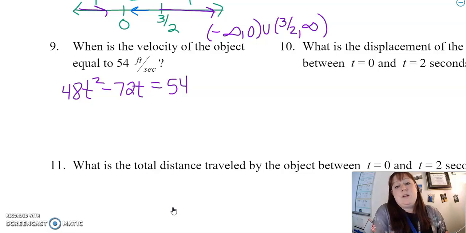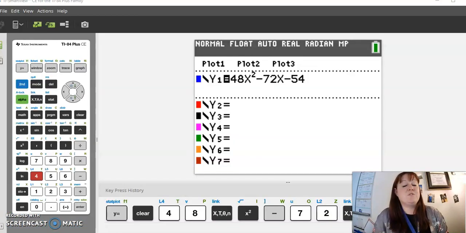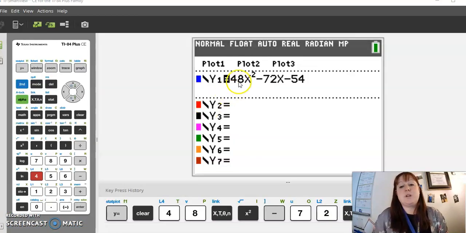Well, this one, if you really wanted to try to factor it, you could try, but it wouldn't work. So we're just going to use our calculator. Okay, so pull up our calculator here. You could do one of two things to do this. You could either put 48x squared minus 72x on one line and 54 on the other, and then see where they cross, because that was where they would be equal.